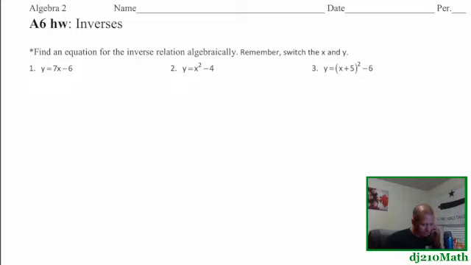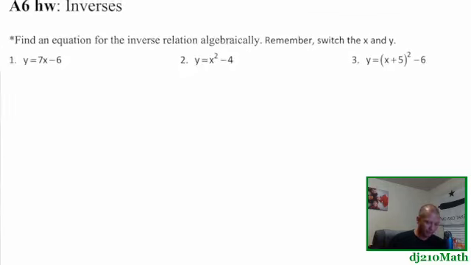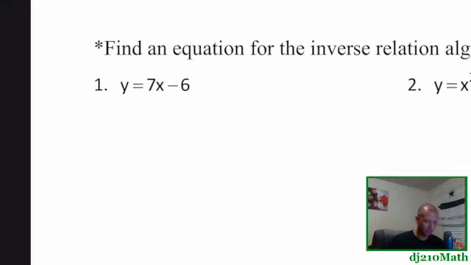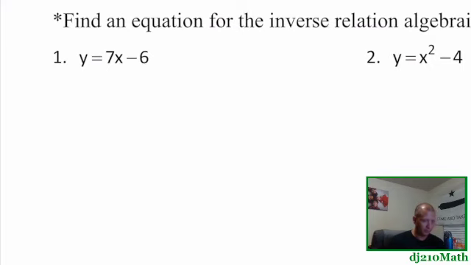All right, let's knock out some inverse homework. So find the equation for the inverse relation algebraically. Remember to switch the x and the y. Okay, so the process is going to go like so. We have y equals 7x minus 6.